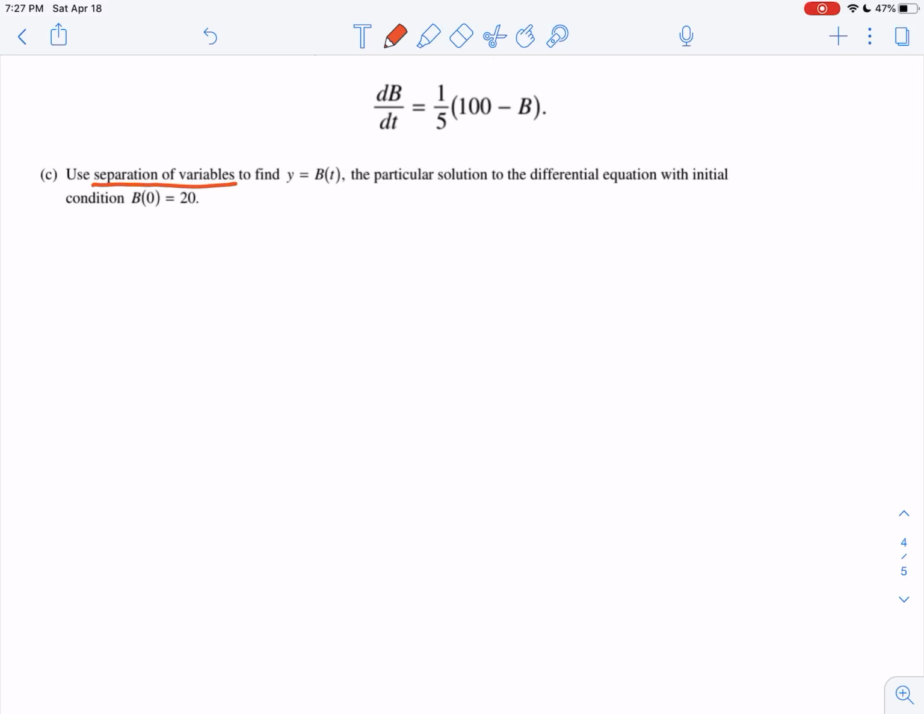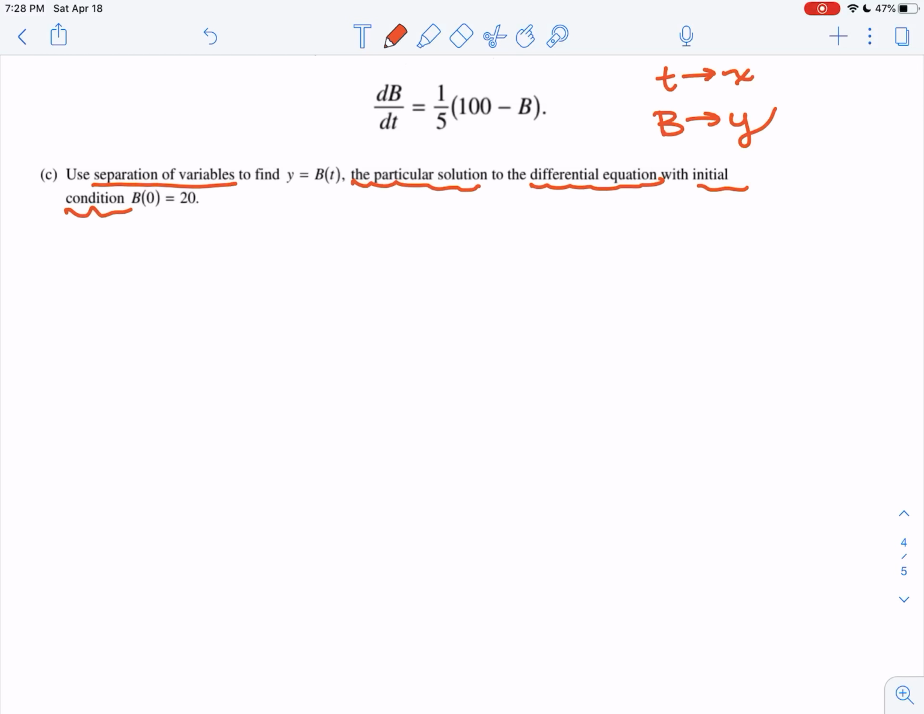So separate and integrate to find y equals b of t, the particular solution to the differential equation with initial condition. All of these are keywords that tell us we need to separate and integrate. So actually solve the diff EQ, right? So step one, separate. I do want to remind you that they're using t for your independent variable and b for your dependent variable right now, okay?